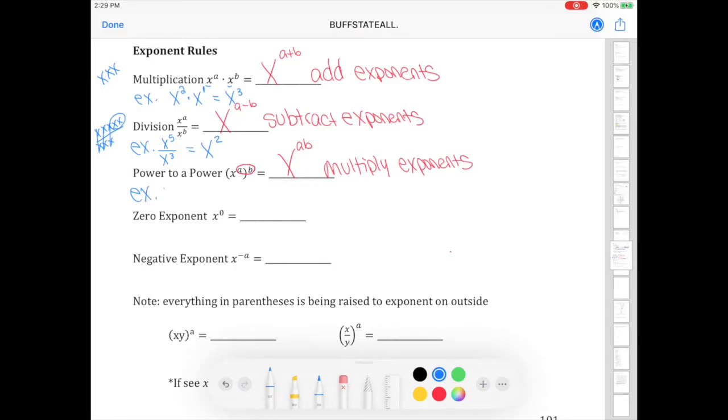Okay, so for an example, for exponent to exponent or a power to a power, let's use those same numbers. I'll do x to the 5th cubed. Okay, so x to the 5th cubed, I multiply my exponents together and I get x to the 15th.